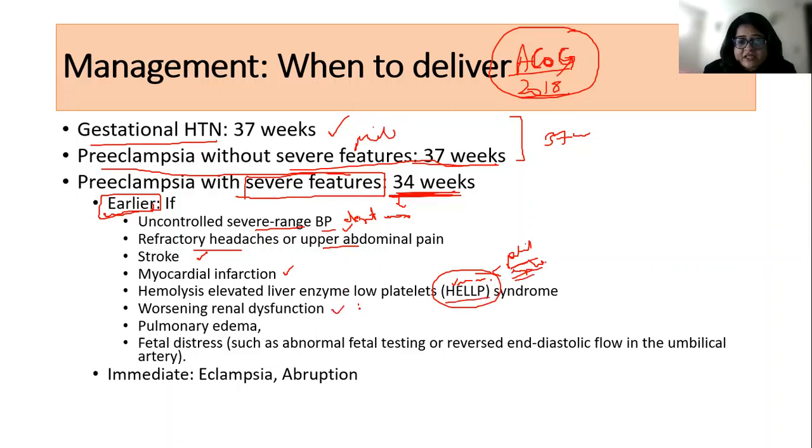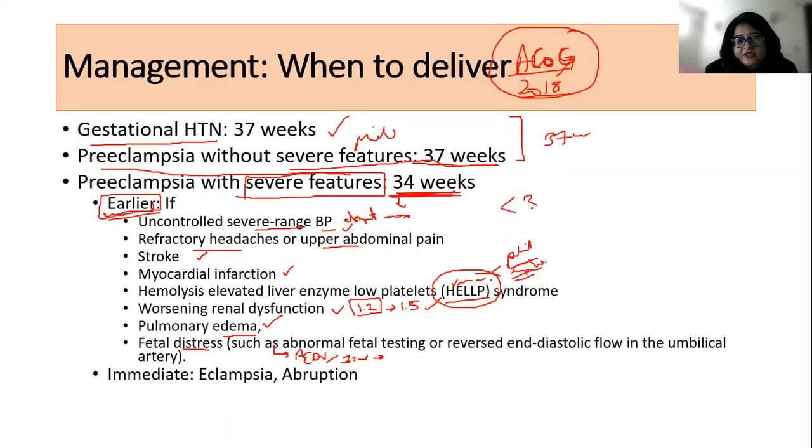Worsening renal dysfunction. Say she has one feature amongst the severe features, creatinine 1.2, but after 2 days you repeat it and it is now 1.5. So she's now worsening and she's not yet 34 weeks. You can't wait till she goes into full-blown renal failure. You have to terminate her. Pulmonary edema, it's a severe sign. It is also a sign of terminating before 34 weeks. Fetal distress: you do a Doppler and you find there is absence or reversal of diastolic flow at 32 weeks. If you wait till 34, you'll end up losing the baby. So you can consider termination earlier. All right, so these are indications for earlier termination.